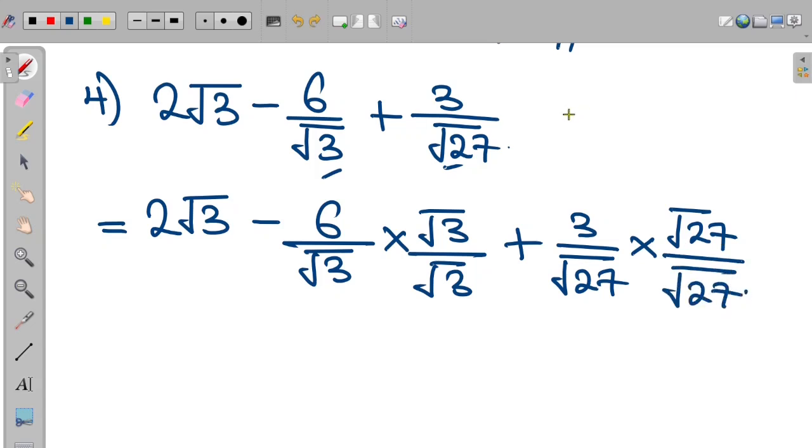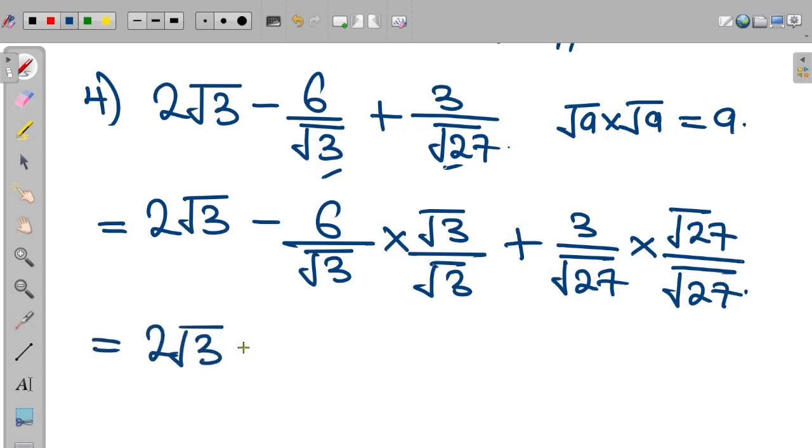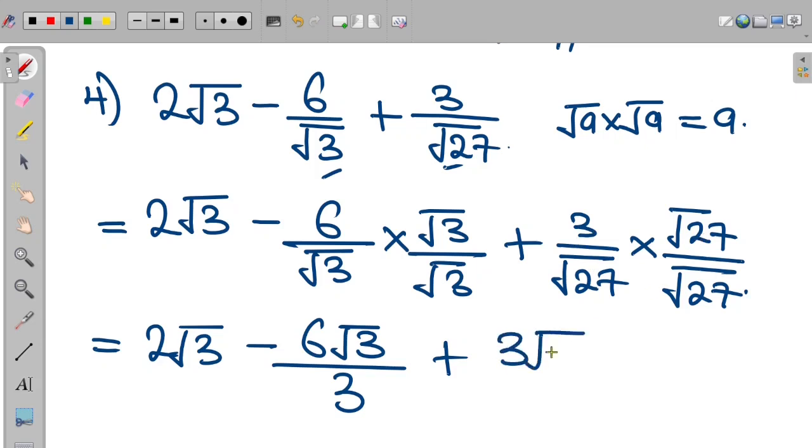Again, just a quick reminder that root A multiplied by root A is equal to A. So therefore, this becomes 2 multiplied by root 3 minus 6 times root 3, which is 6 root 3, divided by root 3 times root 3, which is 3, plus 3 multiplied by root 27, giving us 3 root 27, divided by the denominator, which is 27.